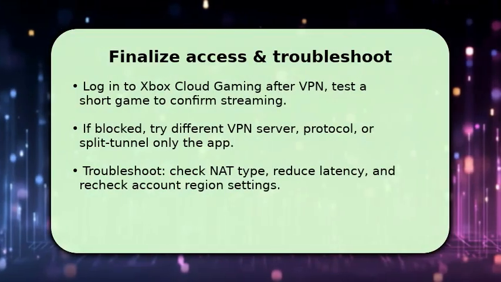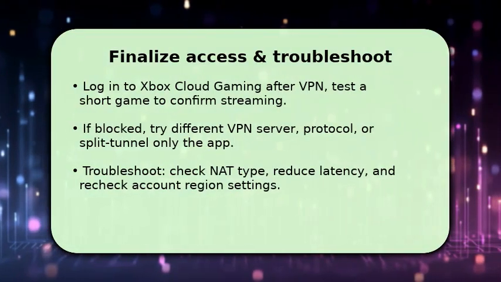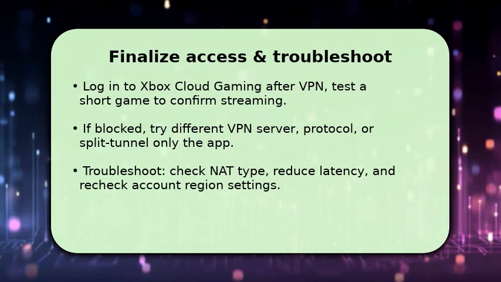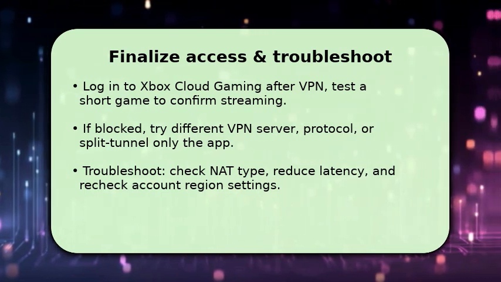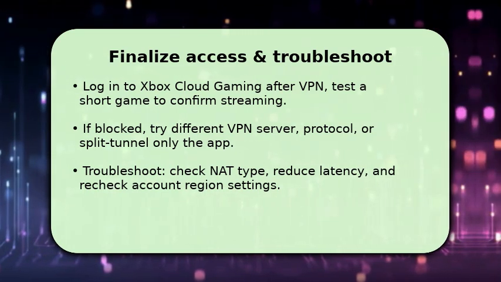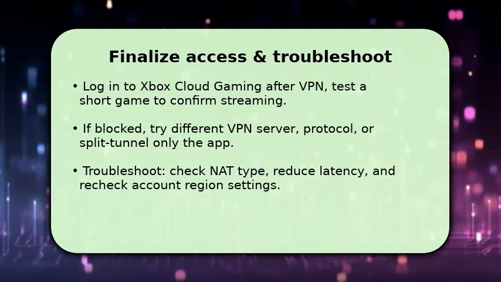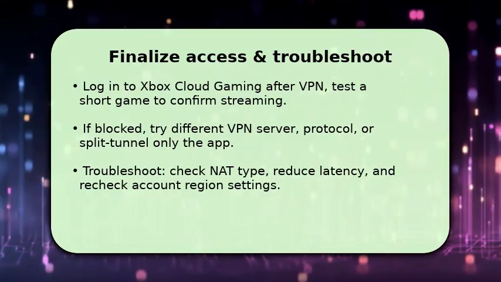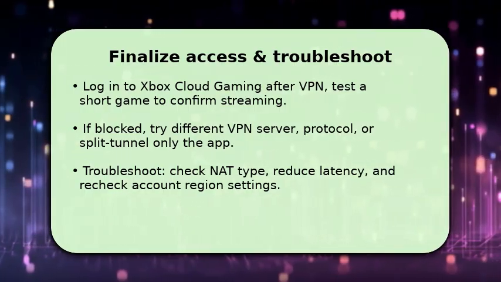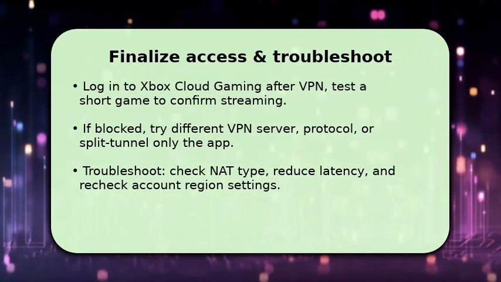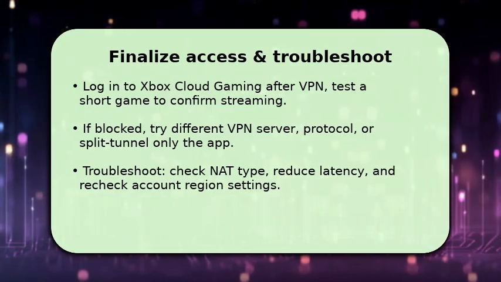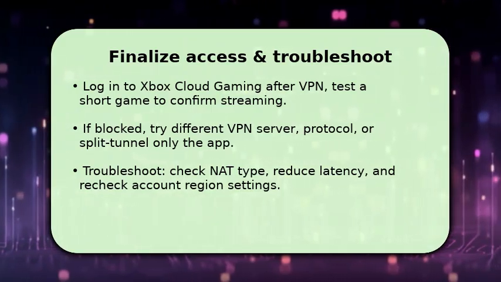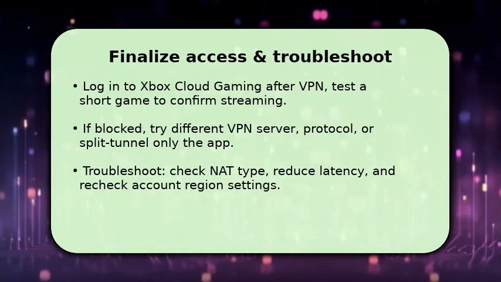To finish, sign back into Xbox Cloud Gaming while your VPN is set to the supported country and test streaming with a short game to confirm connectivity. If access still fails, switch VPN servers or protocols, or use split tunneling to route only the Xbox app. If problems persist, check NAT type, lower latency by choosing closer servers, and re-verify your Microsoft account region and billing.